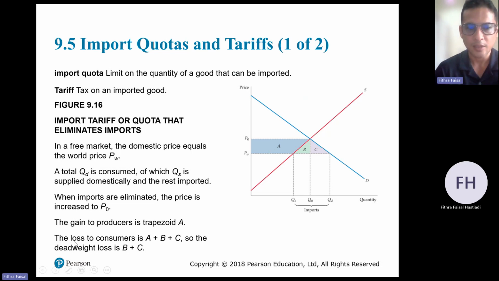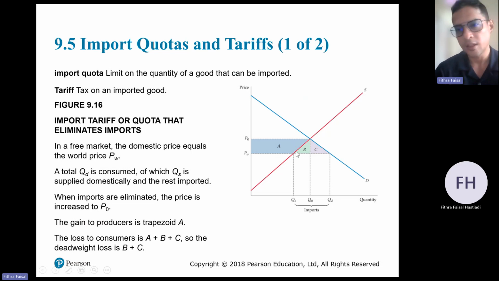But at the expense of the consumers, A, B, and C. The consumers are losing the consumer surplus because they cannot pay a cheaper price than before. When they face the imported price, it's actually cheaper. When the import is eliminated, they cannot pay a cheaper price anymore. So the consumer surplus is now gone: A minus B and minus C.